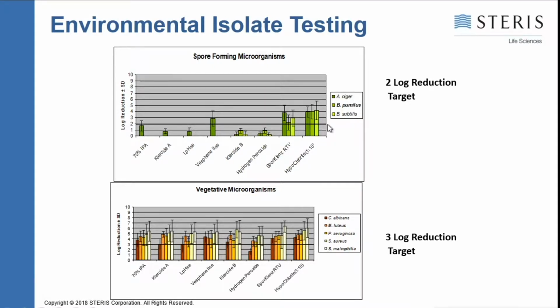And again, this is why it's so critical to test. And you'll notice that only the sporicides on this far end are able to kill the spores. And the 6% you can see down here, not effective. So it's very critical to conduct this testing to find out what actually does work.